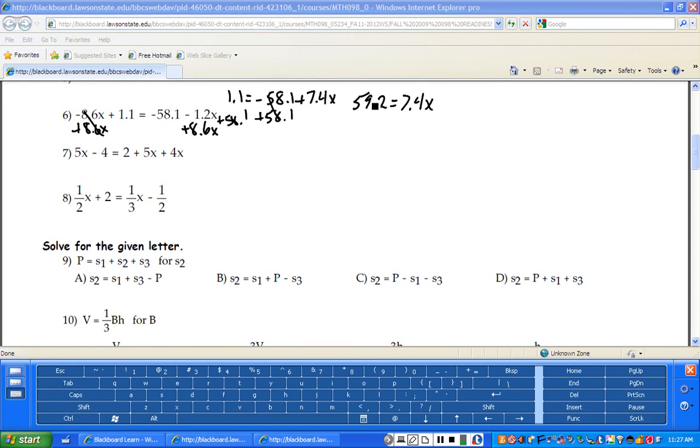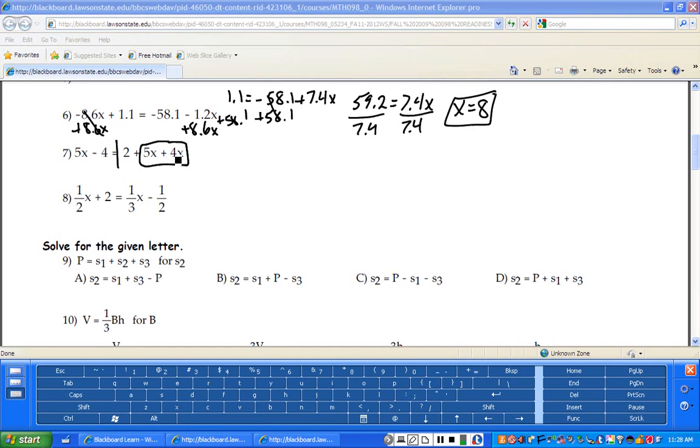Alright, so now at this time I would divide both sides by the 7.4. So 59.2 divided by 7.4 would equal 8. So x equals 8. Alright, answer to number 6. Number 7, simplifying by combining like terms on the same side. So go ahead and combine those.